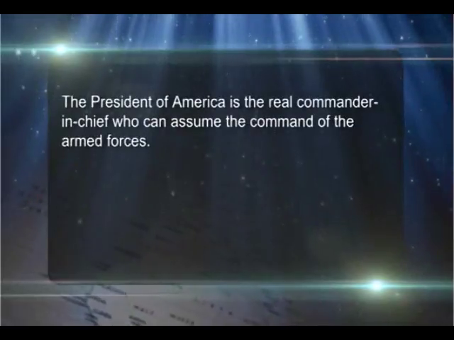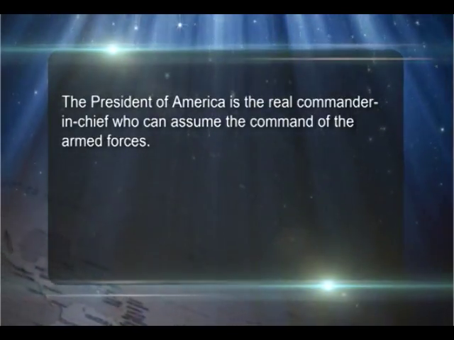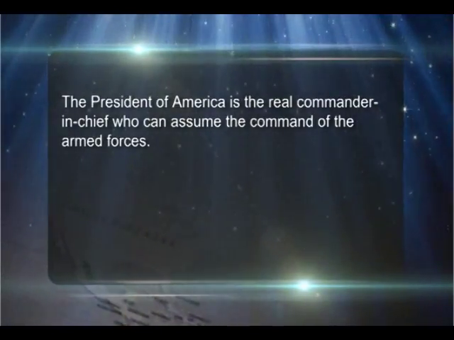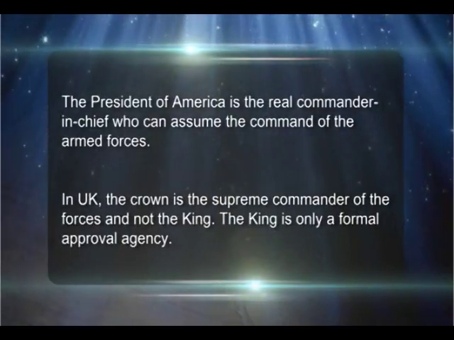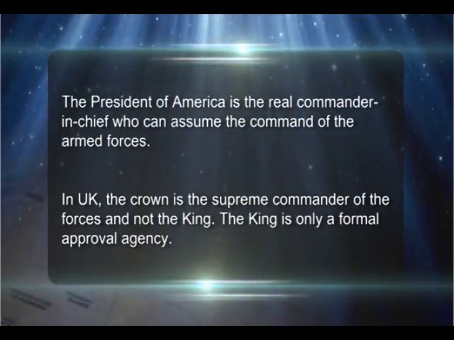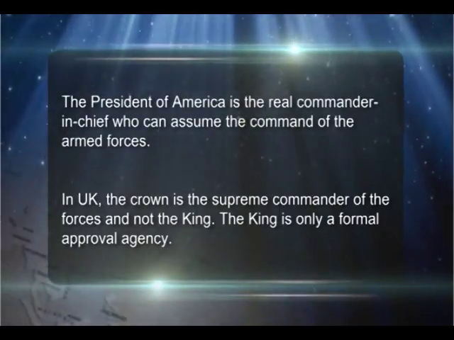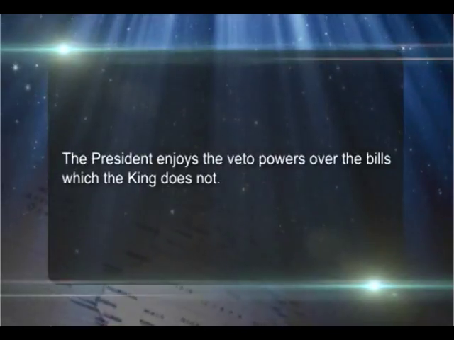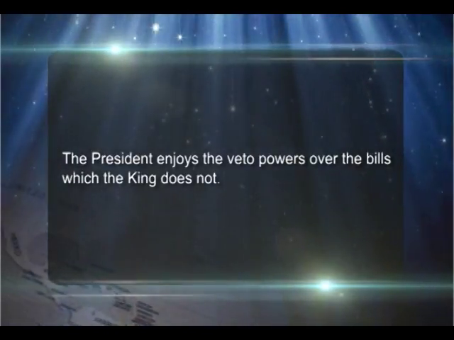The President of America is the real commander-in-chief who can assume the command of the armed forces. In UK, the Crown is the supreme commander of the forces and not the king. The king is only a formal approval agency. The next difference between the American president and that of the British king is that the president enjoys the veto powers over the bills, which the king does not.